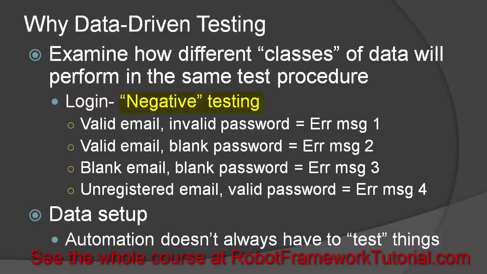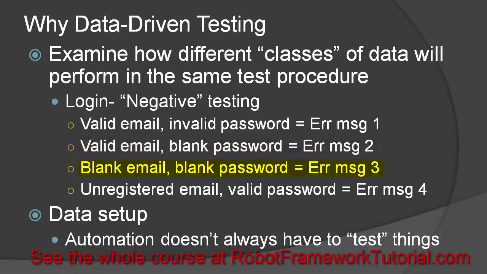But there are several negative testing scenarios that should be covered as well. And you could create a separate test case for each one of these, and that would include things like supplying a valid email with an invalid password. And when you do that and click on submit, in theory, you're going to get an error message. We'll call it error message 1. Then you could supply a valid email with a blank password. And depending upon how the system is designed, you'll either get the same error message or a different error message. We could call that error message 2.